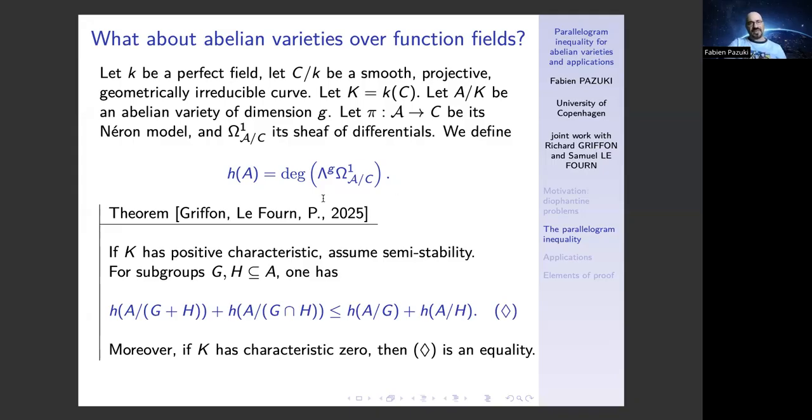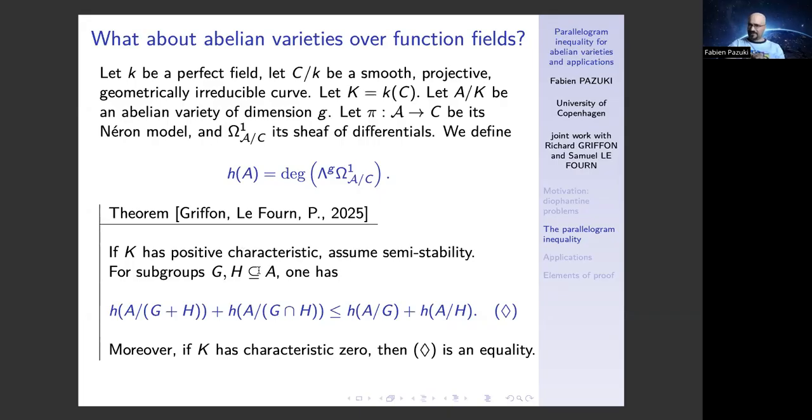Now, if K has positive characteristic, let me assume semi-stability. It's technical, but it's not a big problem because in general, if you try to work on some diophantine problem, getting semi-stability is about doing a finite extension of the base field. So if you're allowing yourself some finite extensions, you can always come back to that. So this is not a big assumption, but it is there. Now in zero characteristic, there's no assumption.